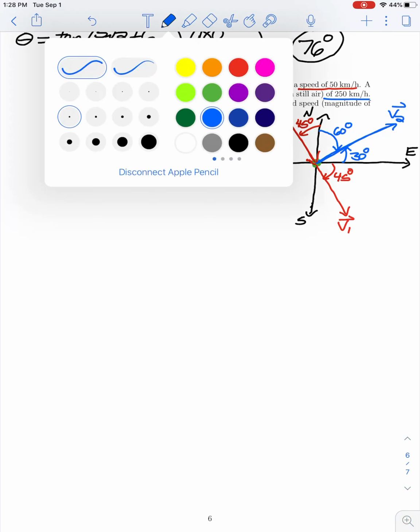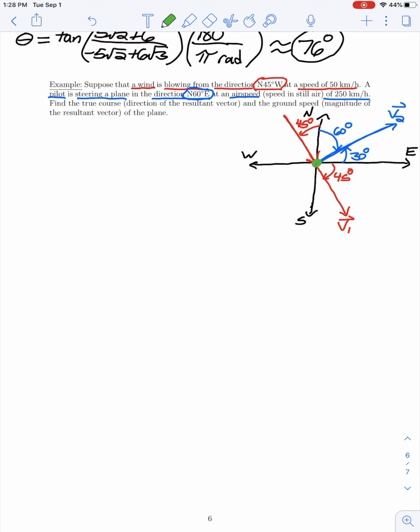So then the question is, if both of those vectors, the wind and the velocity vector being imparted by the plane, are acting on the plane at the origin, what is our net resultant force? We're moving in some direction, which would be called the true course of the plane. I'm going to call that vector V, and we need the magnitude and direction of that vector. So let's see if we can find it.